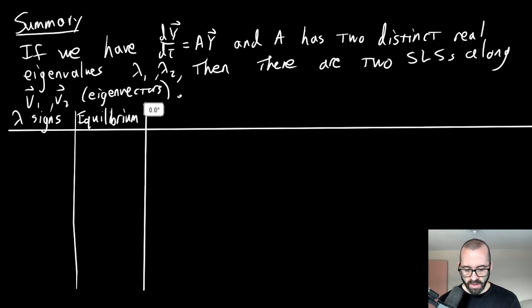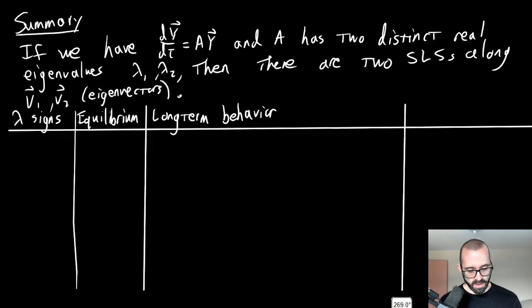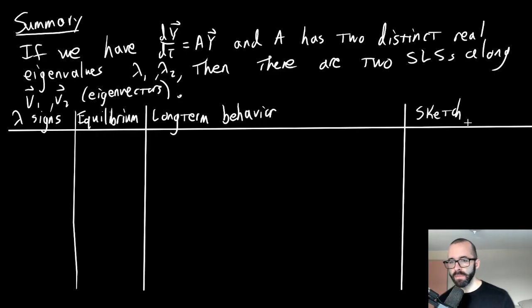We're going to look at the long-term behavior and here's the part that I'm not sure about. I want to draw you a picture, a little sketch, like what it looks like. So the first case is what we talked about, where one of these is negative and the other's positive. Right? If one's negative and the other's positive, what kind of equilibrium do we have? We have a saddle.